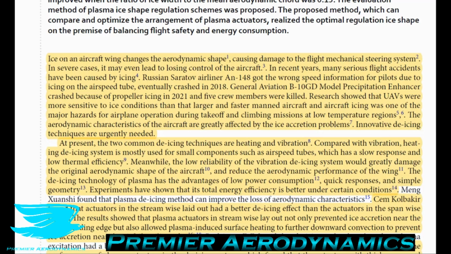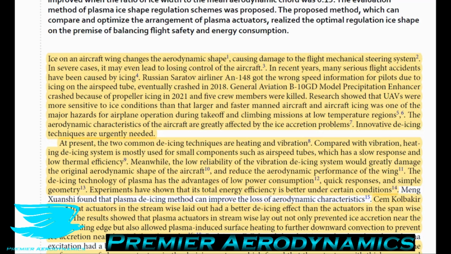Research has shown that UAVs were more sensitive to ice conditions than larger, faster manned aircraft, and aircraft icing was one of the major hazards for airplane operation during takeoff and climbing missions at low temperature regions. So that makes sense because when an airplane is cruising around, that's usually the safest part of its operation. Landing and takeoff are the two major risk areas. And if you have the icing going on, then you're messing with aerodynamics during landing and takeoff, and that is much more dangerous than a cruise, generally speaking.